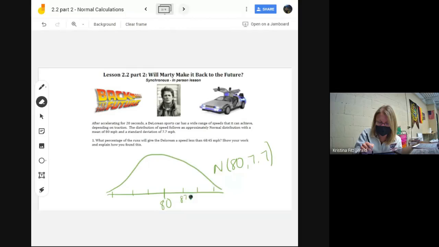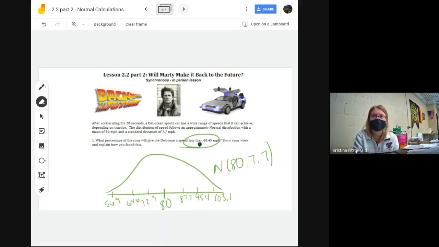So 87.7, 95.4, 103.1. If I go backwards, making sure I do the right math: 72.3, 64.6, 56.9.